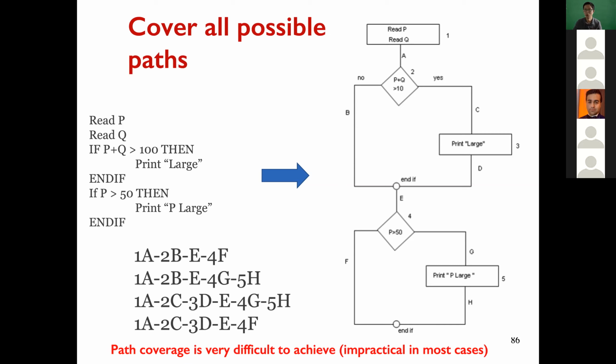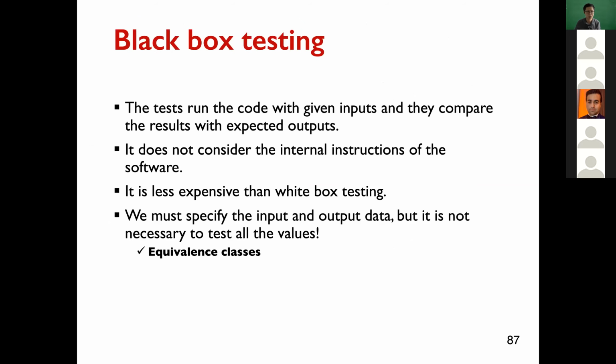So there are 3 ways for coverage in white box testing: line coverage, path coverage, and branch coverage. Ideally, we want to cover all the paths, but it's impractical. So in fact, we use other alternatives like line coverage and branch coverage. So this is about white box testing. So how about black box testing?